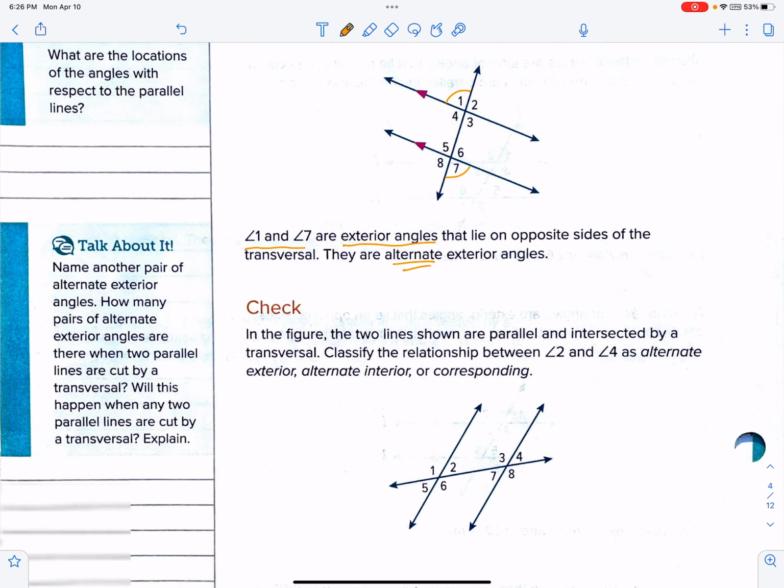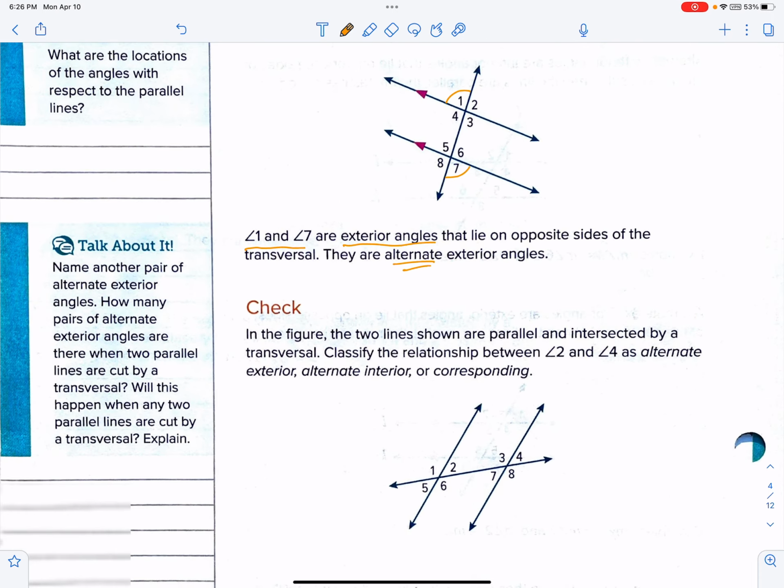Okay, and so if these are my parallel lines, okay, that means 1 and 2 are exteriors because they're not on the inside of here. Okay, and are they on opposite sides of the transversal? They are, so they're called alternate exteriors, which means alternate exteriors are equal to each other. So go ahead and set it up. 5x plus 24 equals 7x. Solve for x, and we can figure out what that actual measurement for 1 is once we substitute it.